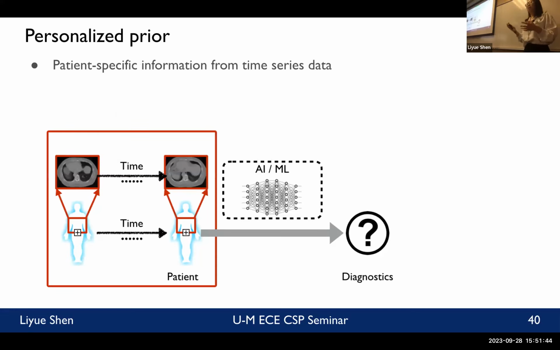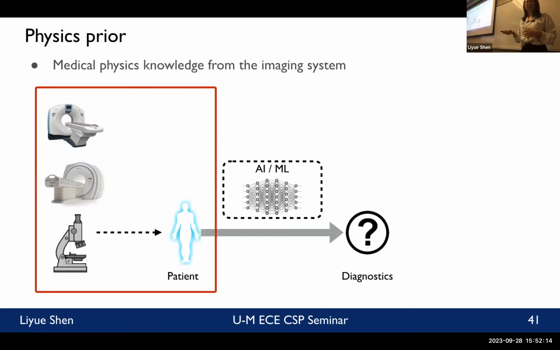And there are other priors. For example, if the patient is under some treatment, such as a cancer patient with chemo or radiation treatment, we always get longitudinal, time series data. How can we leverage all this patient-specific information embedded in the time series data, so that the AI model you develop can be adapted or personalized to the specific patient? This is something we call the personalized prior, which is also very interesting. And finally, the physics priors, what we already know from the imaging system, from the microphysics background.